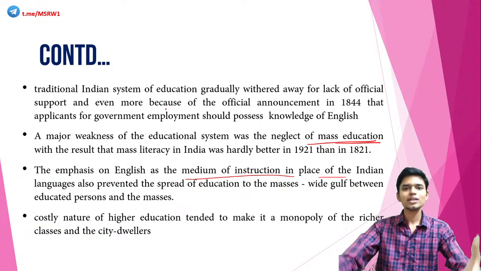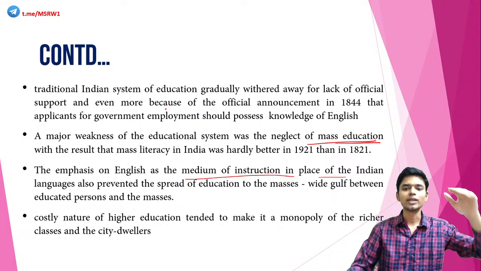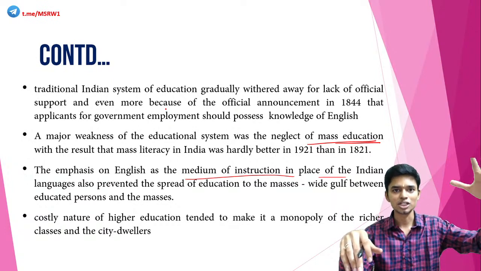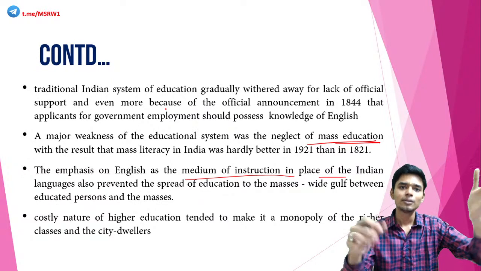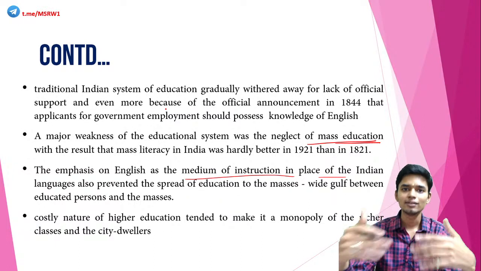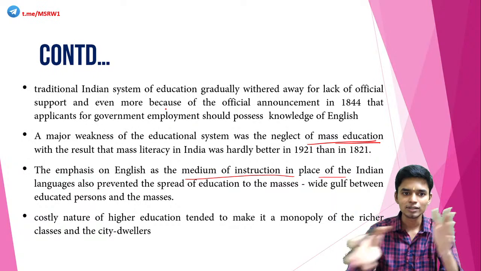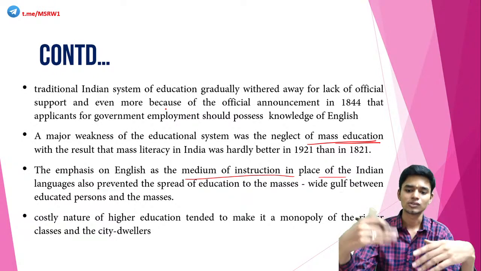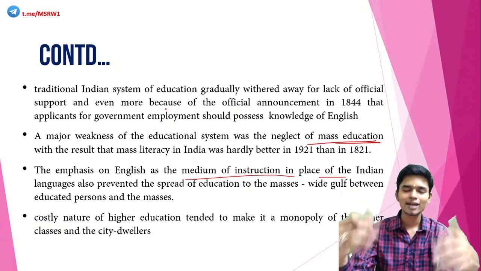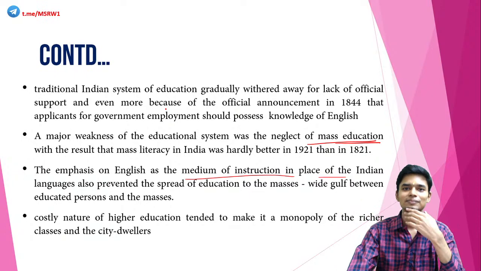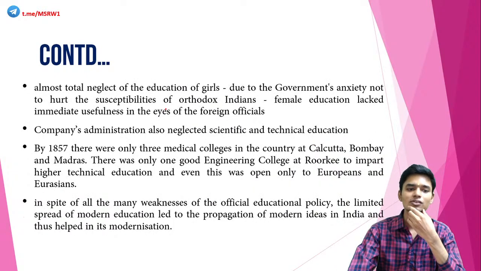And what eventually happened was that there was a wide gap between the wealthy people and the masses. Why? Because the wealthy people gained education at a high level, while the poor and lower class people were unable to get that kind of education. So the gap between these two classes widened. Also, education began to become costly, and when it became costly, it became a monopoly of the wealthy class. So these were the drawbacks of the Indian education system.